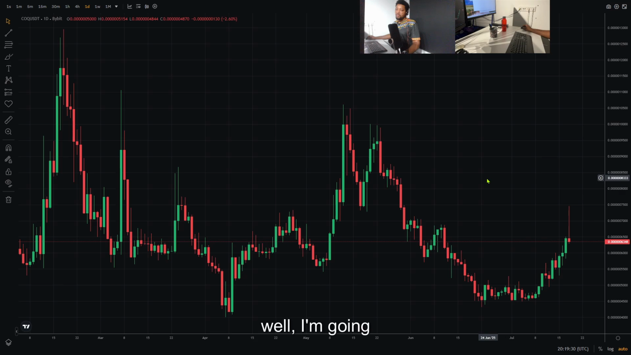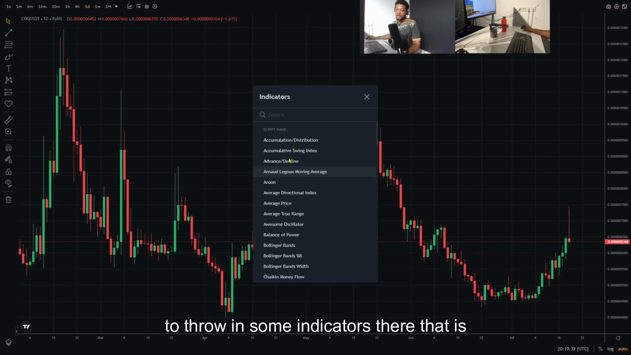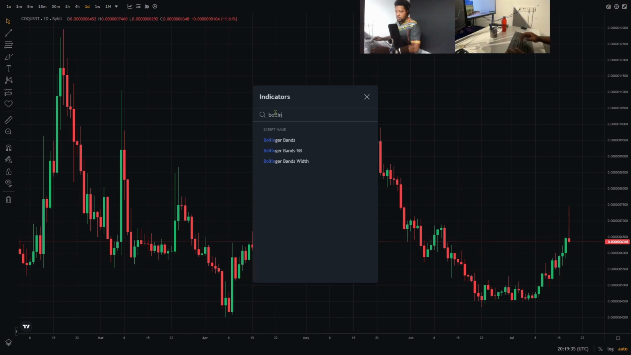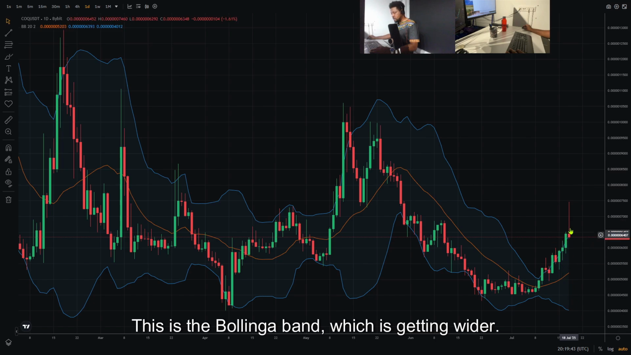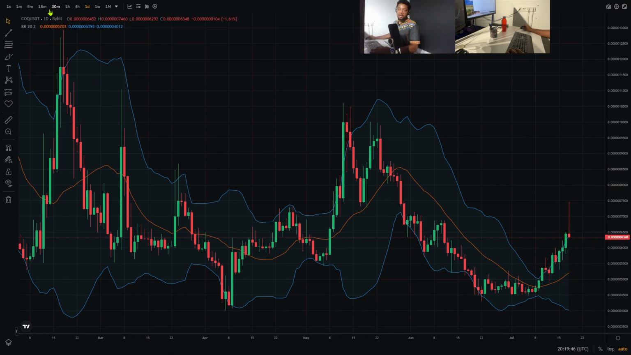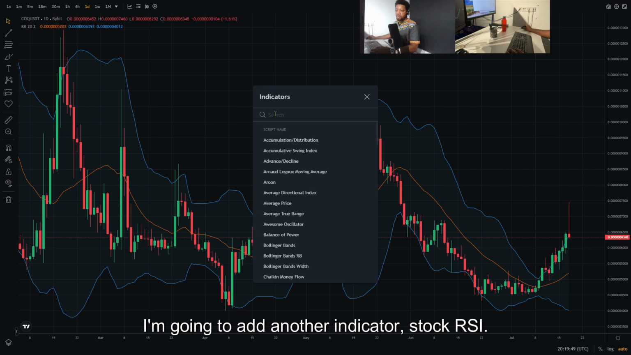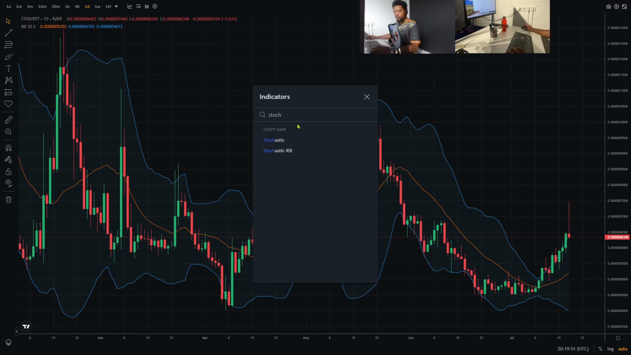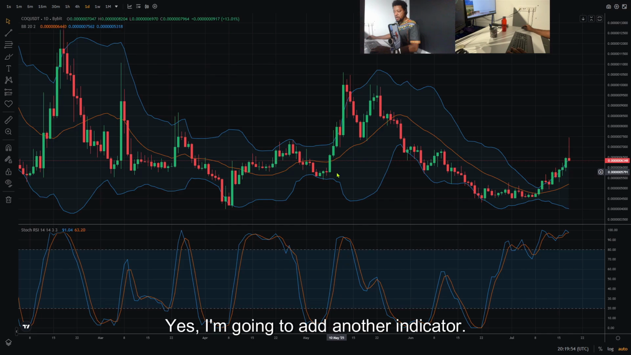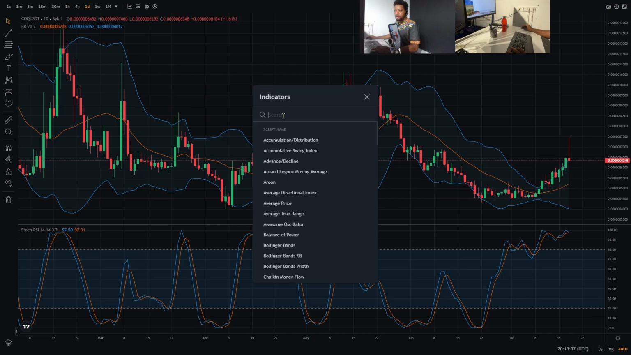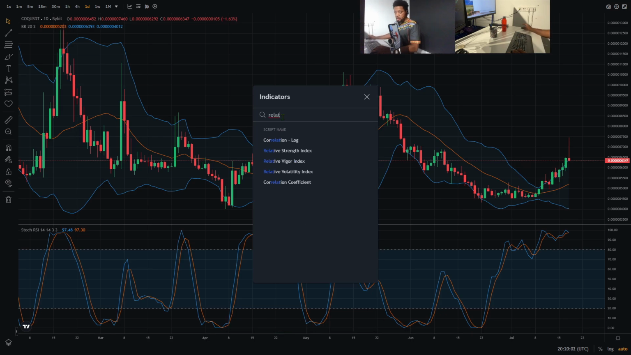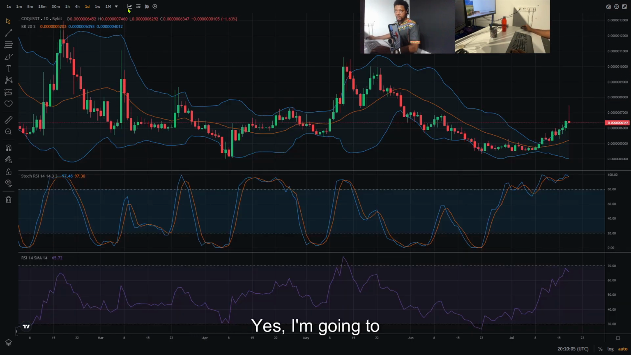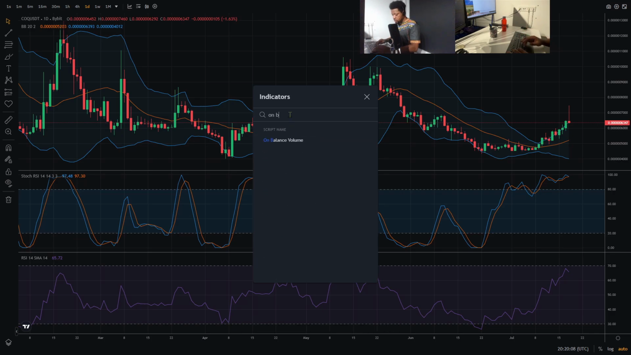I'm going to throw in some indicators that are going to help us analyze the market and see what should be done. This is the Bollinger Band, which is getting wider. This is a very good sign. I'm going to add another indicator, Stochastic RSI. I'm going to add another indicator, the relative strength index. I'm going to add on-balance volume.